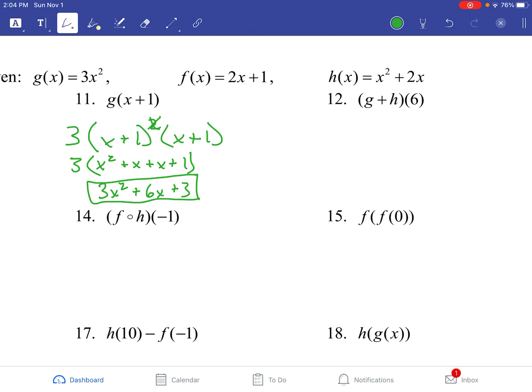So g plus h of 6. So we're going to put, in the g function, we're going to put 6. So 3 times 6 squared. And we're going to add that to the h function. So we have 6 squared plus 2 times 6. So we're putting in 6 for all the x's in both functions. I just got to do the order of operations to make sure we get this right. So 6 squared is 36 times 3 plus 36 again, because it's 6 squared, plus 12, 2 times 6. We get 156.